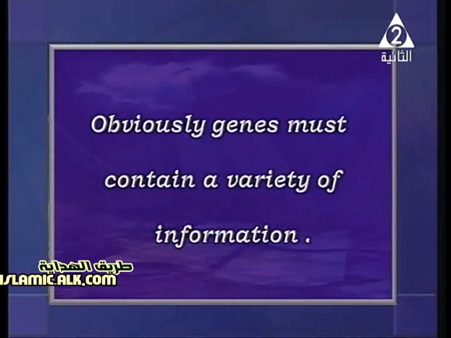Well, obviously, genes must contain a variety of information. For example, the scientists at first thought that we have a small number of genes, but after that they discovered that we have a large and wide number of genes, and each gene has a key that controls a character inside our body. And if this gene has a problem or disorder, that may be reflected by disease or disorder and the loss of function of this organ.